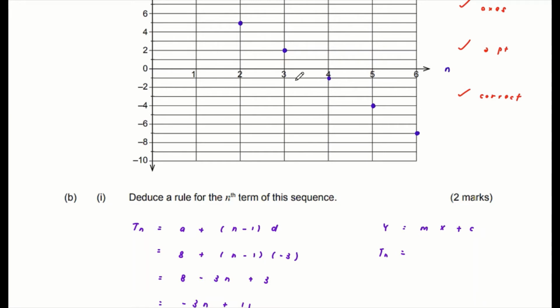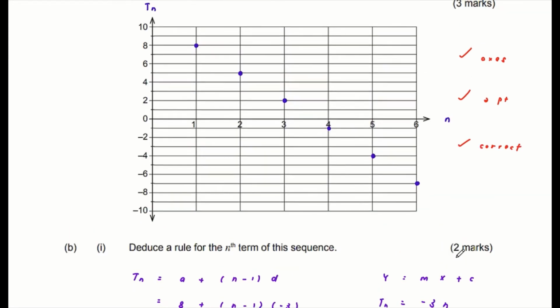So in this case, you can see that when x increases by 1 unit, the y will decrease by 3 units, and that is our common difference as well. So the gradient here is negative 3. So the x here is the n. Plus c is the y-intercept for y equals mx plus c.